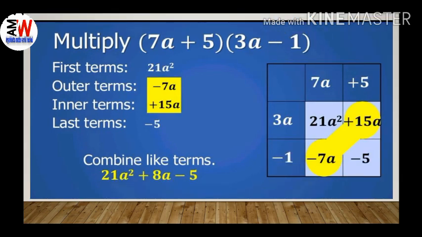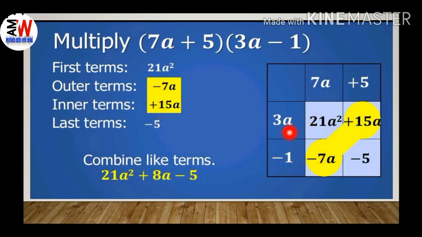One more similar problem: multiply 7a plus 5 and 3a minus 1. In the upper side of the box put 7a plus 5, on the side put 3a minus 1. First term: 3 7s are 21a square, 3 into 5 is plus 15a, minus 1 into 7 is minus 7a, minus 1 into plus 5 is minus 5. So the first term is 21a square, the outer term is plus 15a, the inner term is minus 7a.